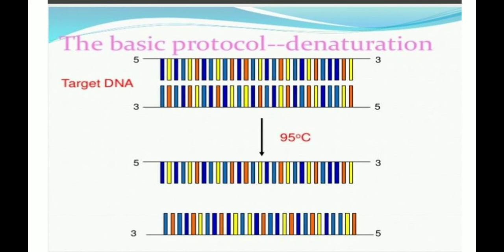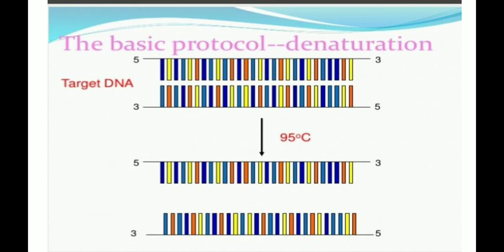When we treat that target DNA or reaction mixture at 95 degrees Celsius, you can see there is a separation of strands. So what happens there is denaturation of the DNA strands, and you will get two separate DNA strands. That is the denaturation process.